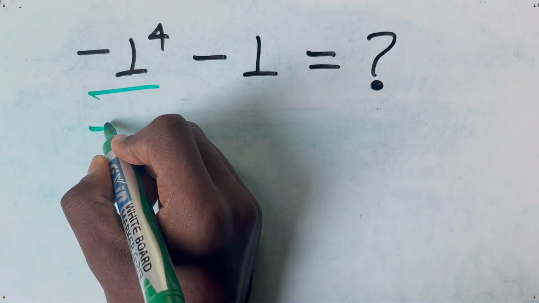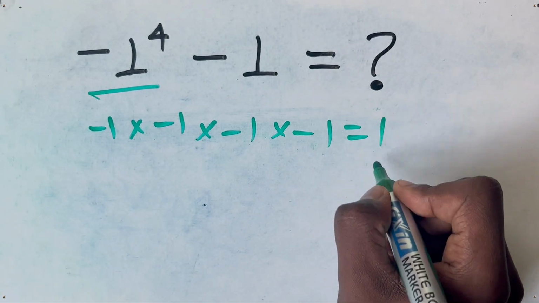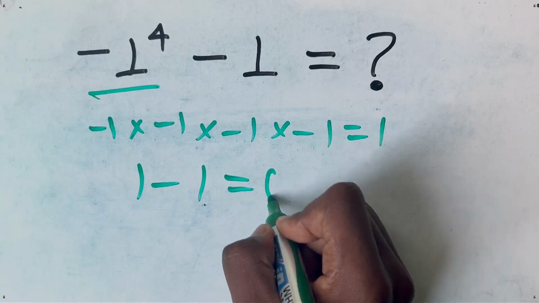Negative 1 times negative 1 times negative 1 times negative 1 gives us positive 1. And then 1 minus 1 equals 0.